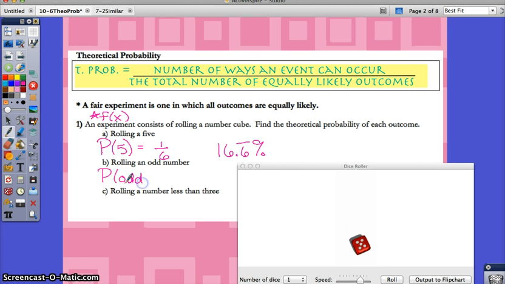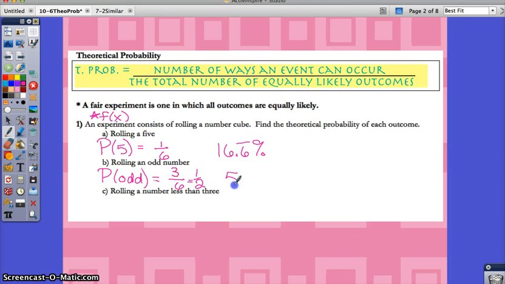So the probability of odd is, get used to that probability notation. I want you to write it on your notes and on your homework. Well, how many numbers on this die are odd? 5 is going to be an odd number, 3 is going to be an odd number, and the only other odd number we have is a 1. So we have 3 odds out of 6 sides in the die, and then reduce this. This is 1/2. Again, if you want to write your percent, it would be 50%.